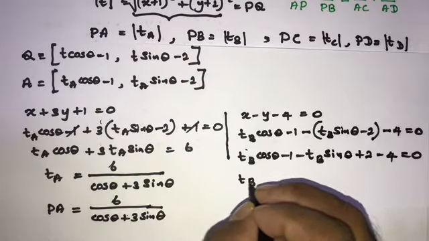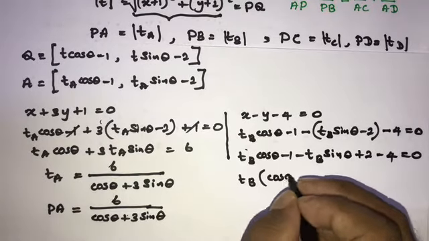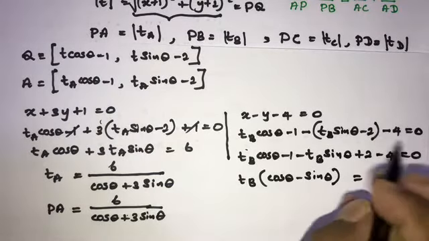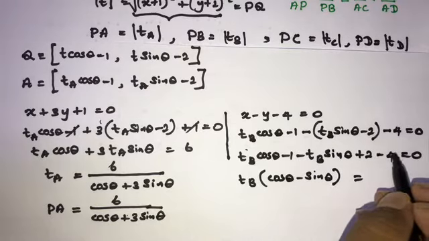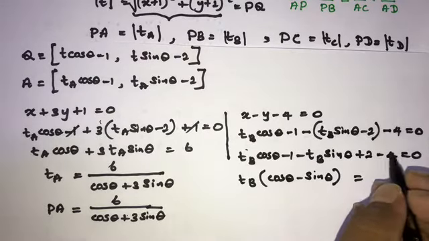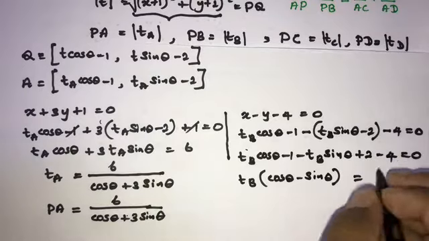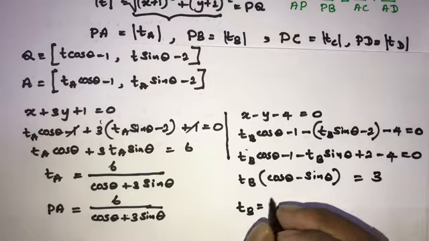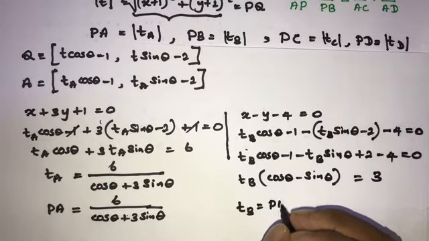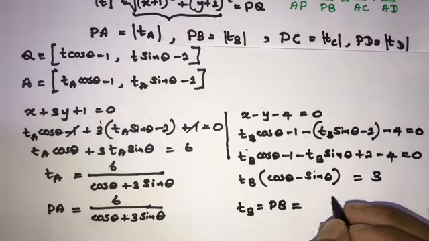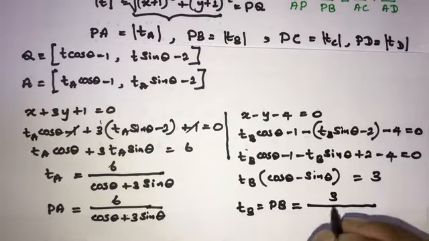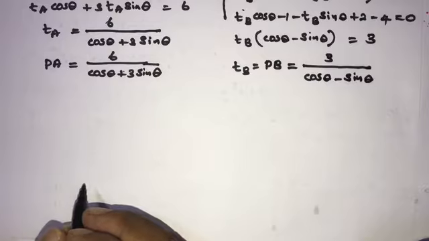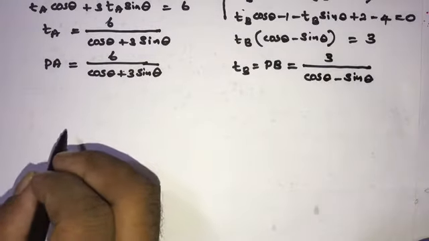So TB times cosine of theta minus sine of theta is equal to minus 1 minus 4, so minus 5, minus 5 plus 2, so minus 3, this is equal to 3. Okay, now we can isolate the TB, and we know TB is equal to the distance of PB, so this is equal to 3 over cosine of theta minus sine of theta. Okay, now take the next equation of the line.